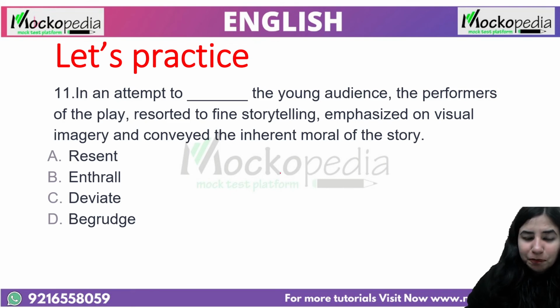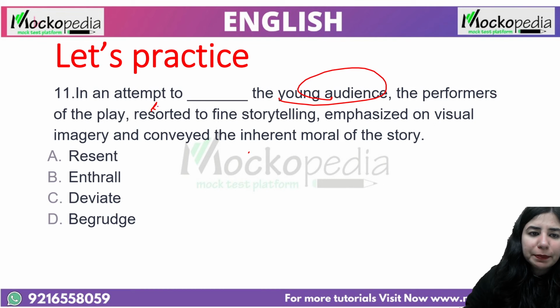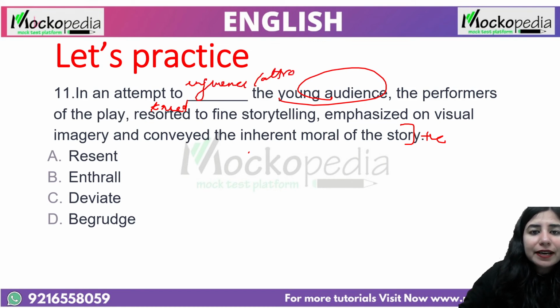Let's start the discussion. So an attempt to dash the audience. So what was an attempt towards the audience? Let's see the additional information. The performers of the play resorted, that means they tried to fine storytelling. That means storytelling was nice, emphasized on visual imagery, something that can be imagined, and conveyed the inherent moral story. So everything done was positive. So that means the idea was to influence, or right, or attract or get admiration from the young audience, right? So, influence or attract can be the predicted word.